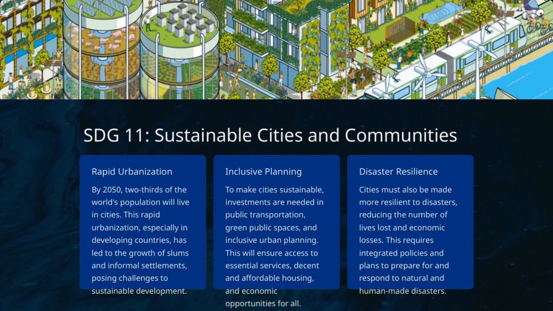This trend underscores the importance of SDG 11, which focuses on creating sustainable cities and communities. As urban populations grow, our challenge is to manage this growth responsibly, making sure cities are safe, inclusive, and resilient for the future.